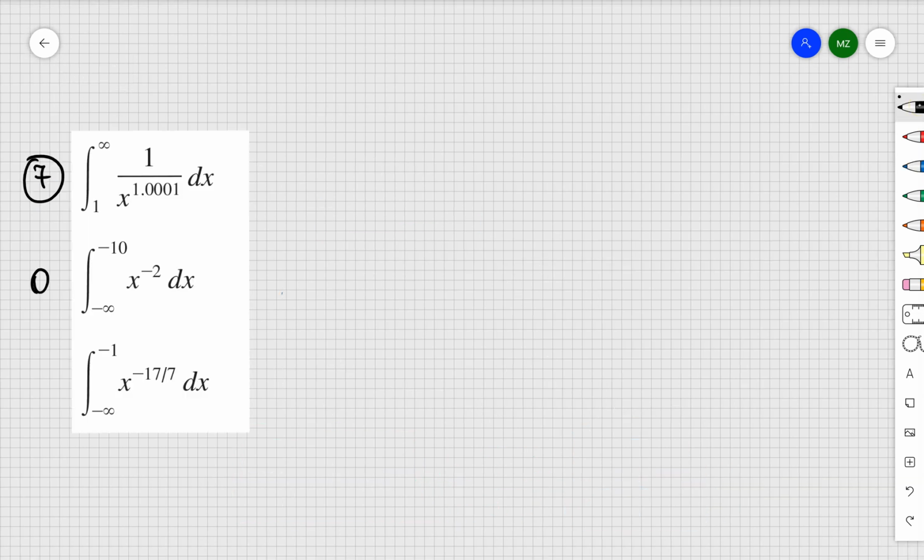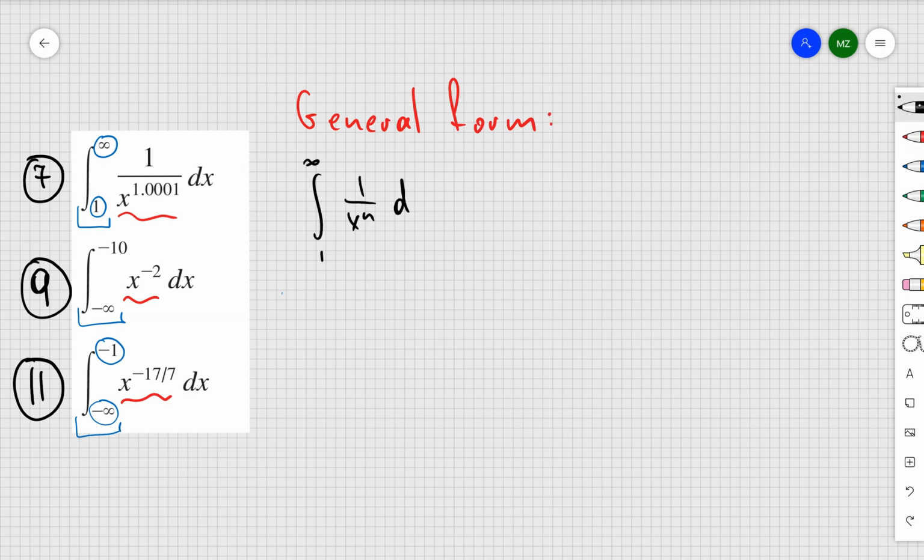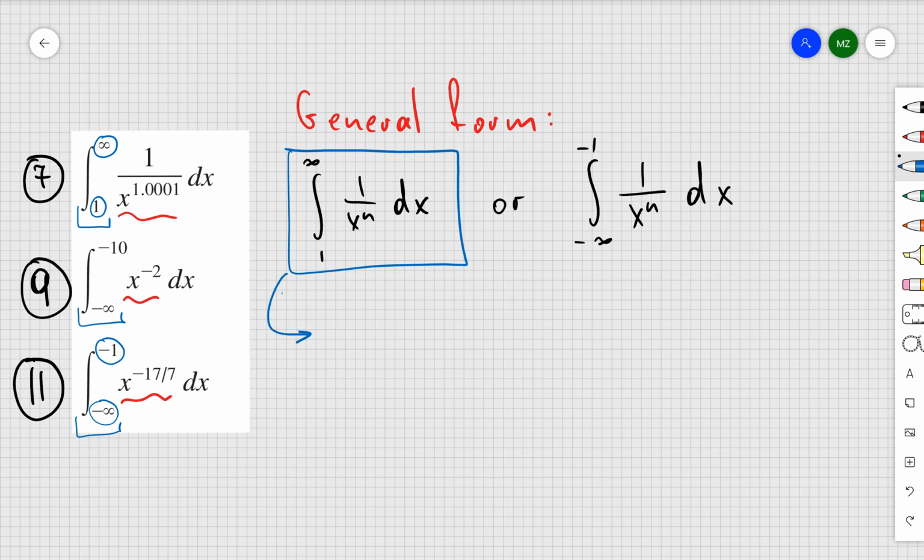Finally, let's consider problems 7, 9, and 11 and think about them as a general case. For that, you should recognize that we're going to have x inside our function, and our bounds are going to be either between negative infinity and some negative number, or between 1 and positive infinity. And observe that all integrals are going to be of the form 1 over x^n. And we're going to have only two cases: one case when we're dealing with positive infinity, another when we're dealing with negative infinity.